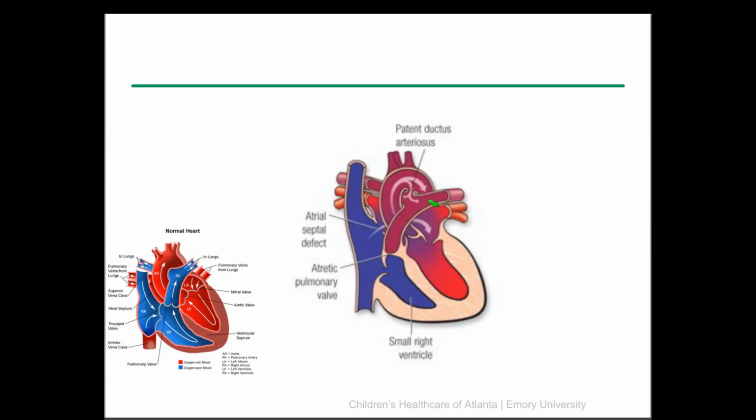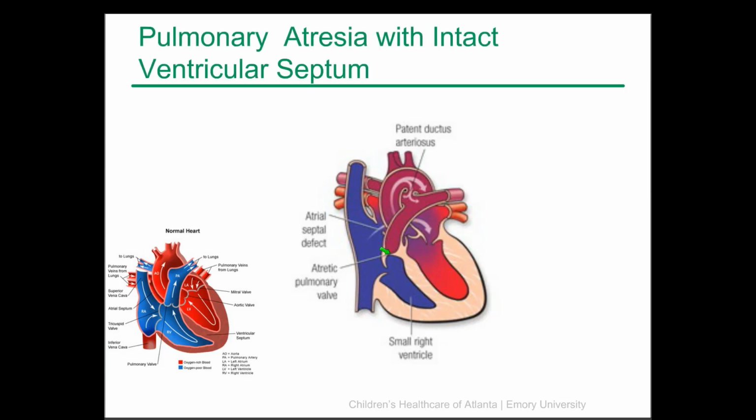So our next lesion, again, we've got blood coming via the SVC, blood coming via the IVC, goes into the right atrium. We're doing okay here. Blood goes through the tricuspid valve. All right, it's open here. We're in good shape. Goes to the right ventricle, then tries to go out the pulmonary artery. Uh-oh. We have an atretic pulmonary valve here. So this child has pulmonary atresia.